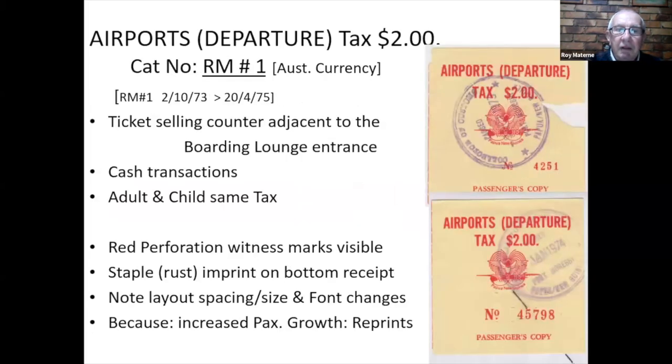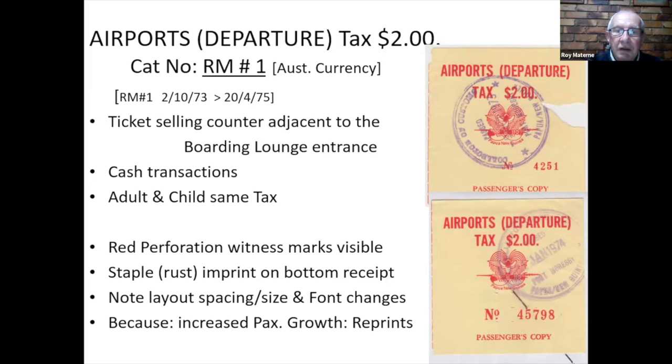So we start off with what I call the number one setting. My category RM1 was the first lot of labels that were printed, and they were in the Australian currency. Airport departure tax $2, coat of arms, passenger's copy right on the bottom. In the second example on the bottom of the page, you may see already that there's a change in the lettering and numerals of the tickets. So that already indicates that there's a second reprint.